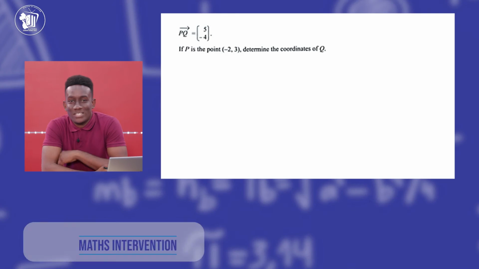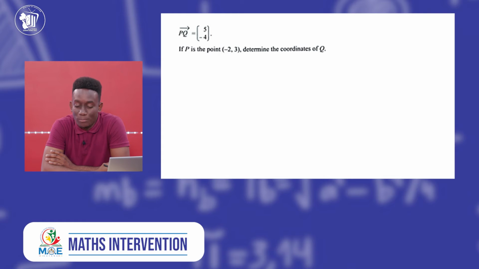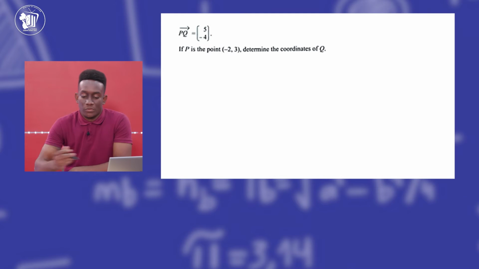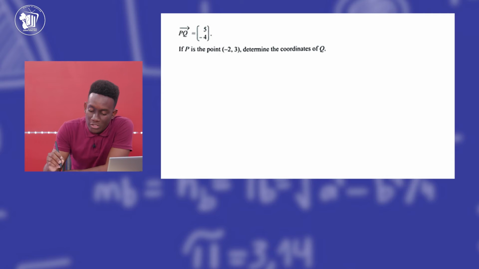In this video we'll be tackling some vectors questions, so let's head straight into the question. This first question says, we have the vector PQ is equal to (5, -4), and if P is a point (-2, 3), determine the coordinates of Q. So in this case, we want to find what will be the coordinates of Q.